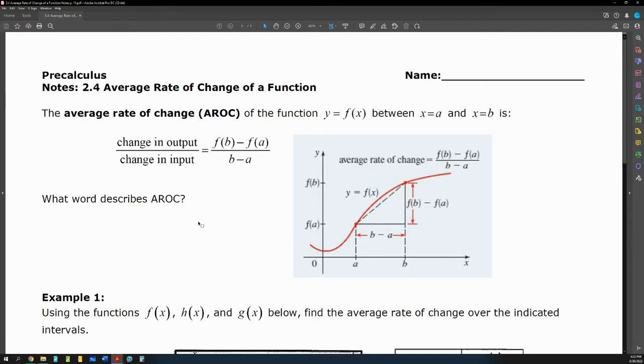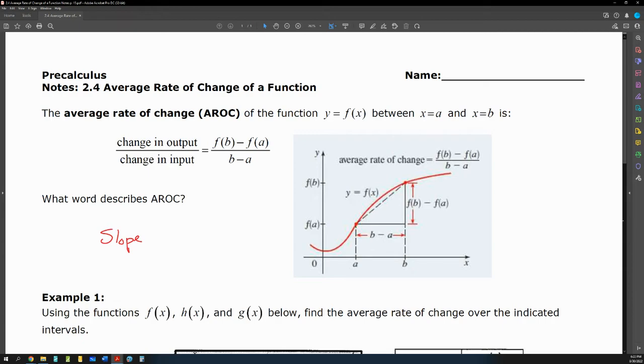What word can be used as synonymous for average rate of change over an interval? And write your answer below. You may have guessed it. The word that we're thinking of is the slope. So this is similar to finding the slope between 2 points on the graph of a function.